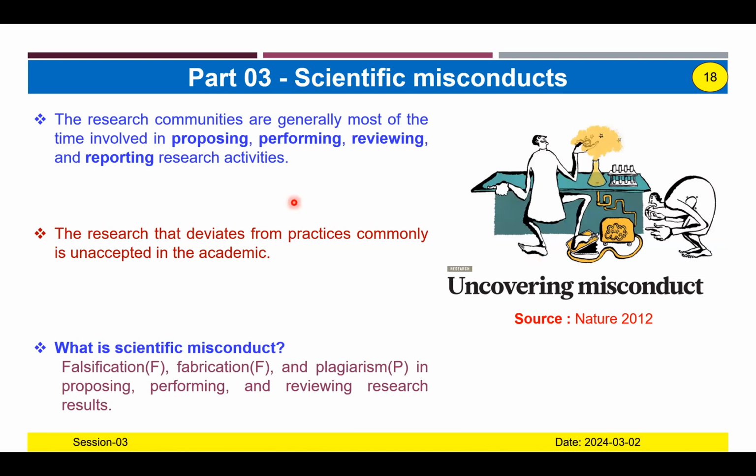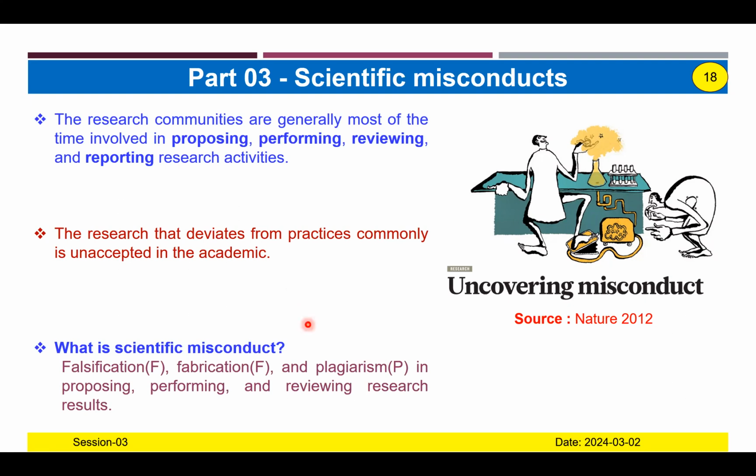Okay, so here we go. It's part 3, scientific misconduct. What does the research community generally do in common practice? We first propose the research we want to do, then perform an experiment or data collection, then review and analyze the results and the process, and finally we report them. While doing that, we have to keep in mind that the data should not deviate from the common practice, because if data deviates from the practice, that is not accepted in academics.